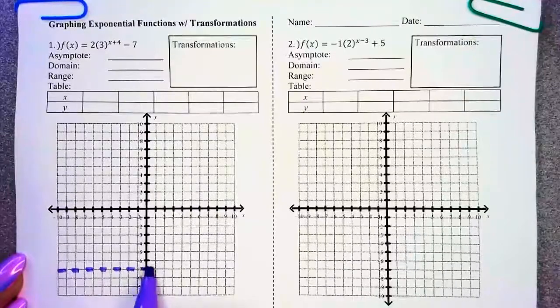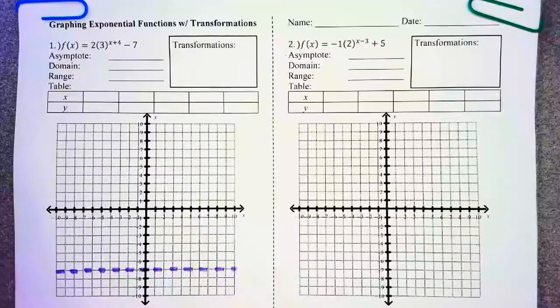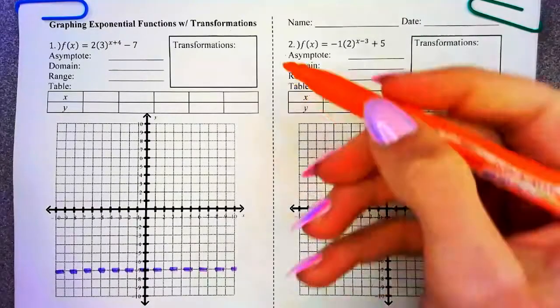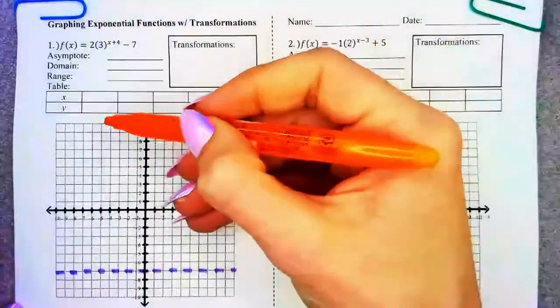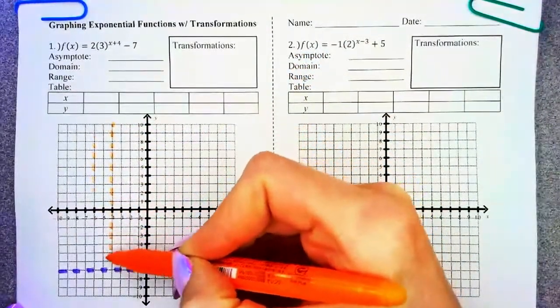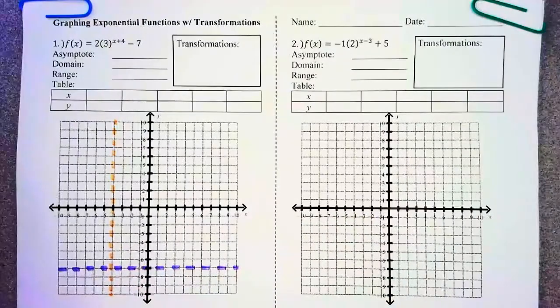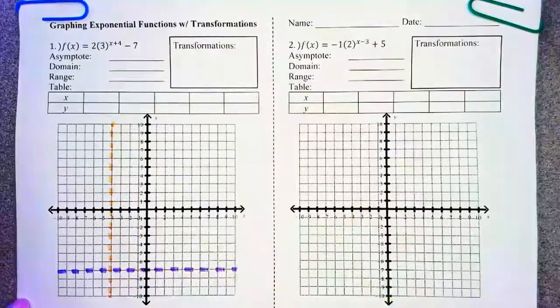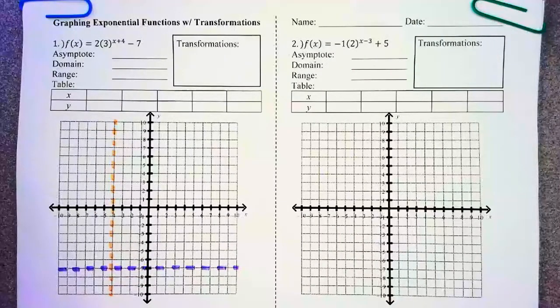First thing that I'm doing is I'm drawing two dashed lines. The purple dashed line will represent my horizontal asymptote down at -7, and the vertical orange dashed line just represents where my y-axis moved. My y-axis had to shift 4 units to the left. These two dashed lines help me recalibrate my center of my exponential function. Not that there's really a center, but it kind of gives me somewhere to call home. Home will be (-4, -7).